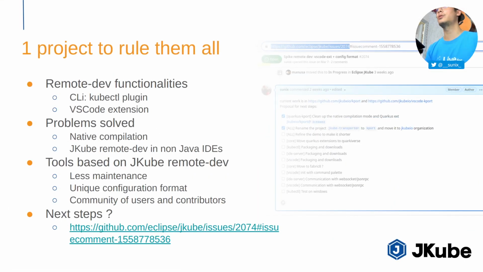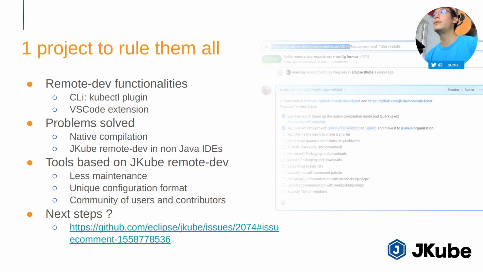So back to my slide. Through these 3 videos, we have shown that we could use JKube Remote Dev as a library to build a CLI like the kubectl plugin and IDE plugins like the VS Code extension to provide remote dev functionalities. And we overcame a few major problems. In the previous video, it was a lot with the native compilation of JKube Remote Dev. We had to create a Quarkus extension for Apache SSHD, but we managed to overcome this problem.